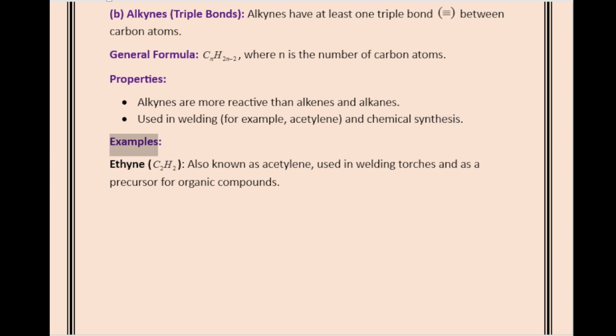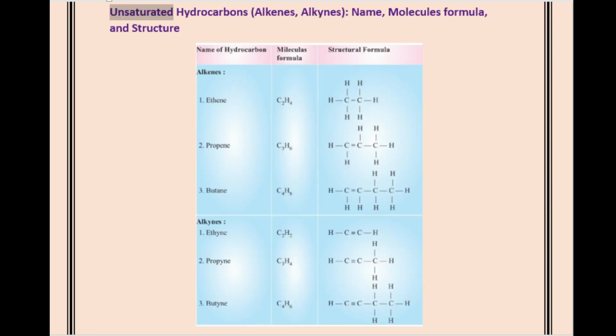Examples. Ethyne, also known as acetylene, used in welding torches and as a precursor for organic compounds. Unsaturated hydrocarbons, alkenes, alkynes name, molecular formula, and structure.